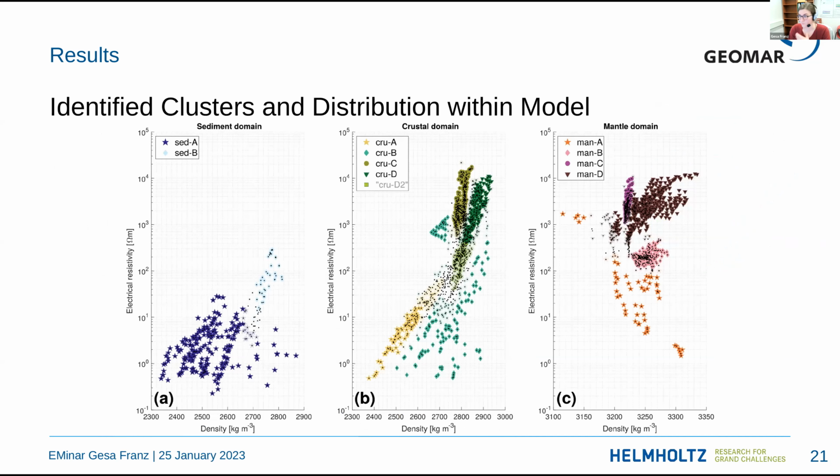And these are the defined clusters in the three domains. You can see we have 2 here in the sediment domain, and then we have 4 to 5 in the crustal domain, and another 4 in the mantle domain. On the y-axis here, you see electrical resistivity, and on the x-axis density. And also with the transparency of the symbols, we show the probability with which they belong to their cluster. So that's a measure for uncertainty.